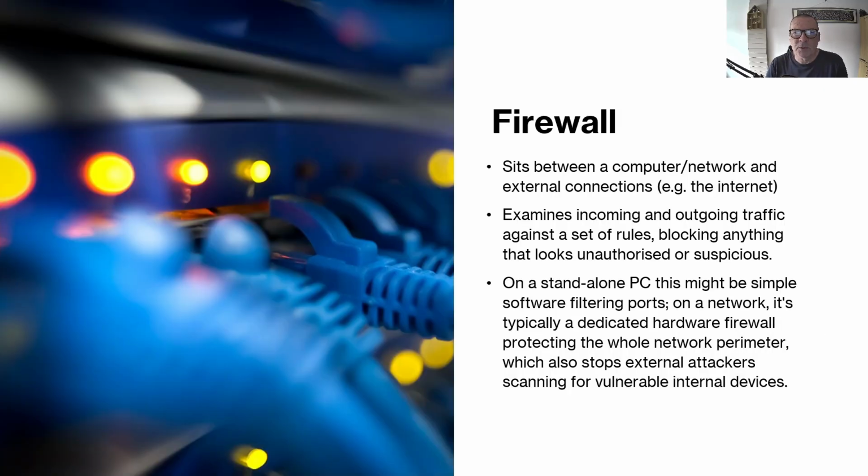A firewall sits between a computer network and external connections, for example the internet. It examines incoming and outgoing traffic against a set of rules, blocking anything that looks unauthorized or suspicious. On a standalone PC, that might be a simple software filtering ports, checking where the data is coming in. On a network, it's typically a dedicated hardware firewall protecting the whole network perimeter. And it also stops external attackers scanning for vulnerable internal devices behind the firewall.